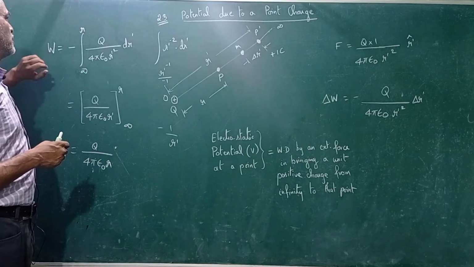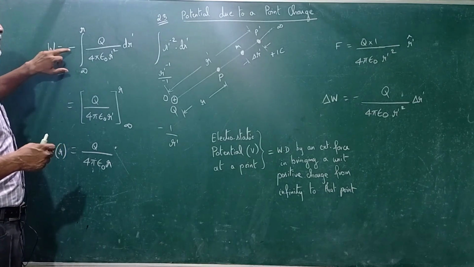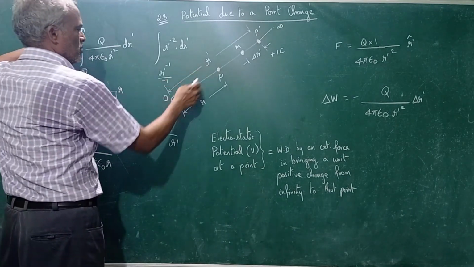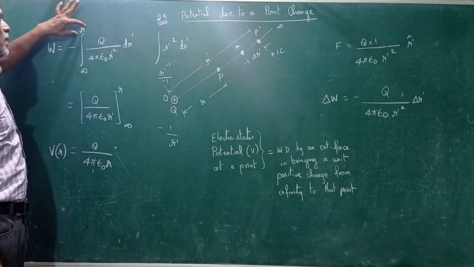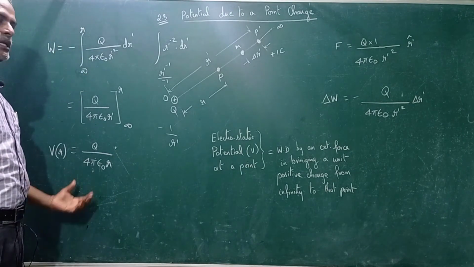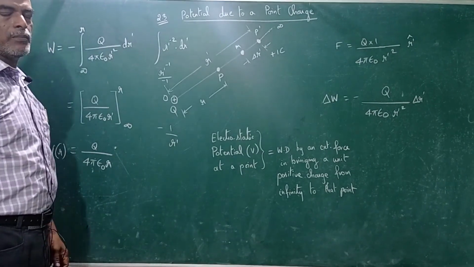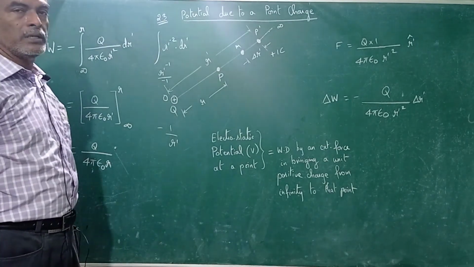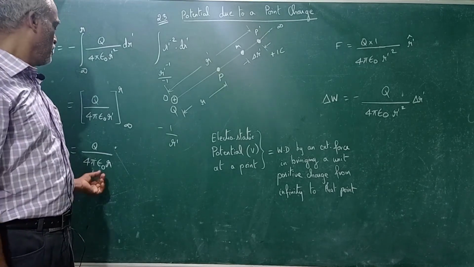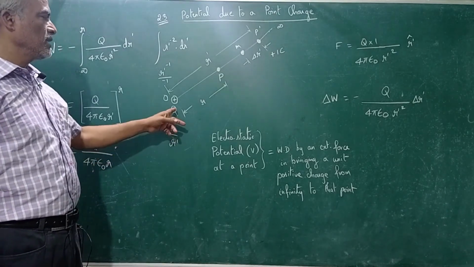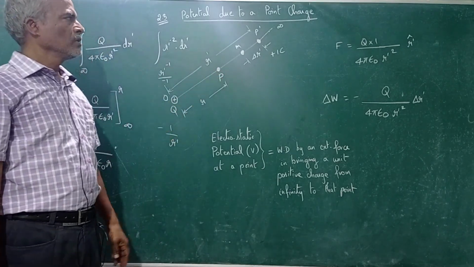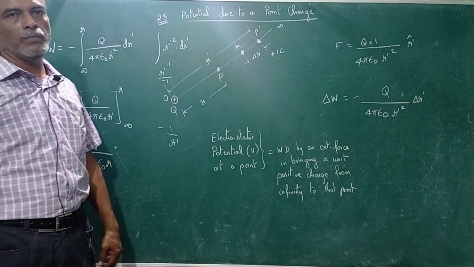So the work done is equal to minus the integral from infinity, which is the reference, to this point. The upper limit is r, and we do the integration, and finally we get the potential at a point. So the potential at a point is equal to q, the charge, divided by 4 pi epsilon naught into r, where r is the distance between the origin and the point of consideration. So that's all about potential due to a point charge.